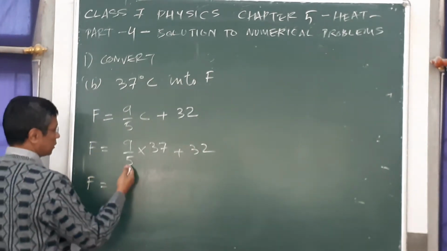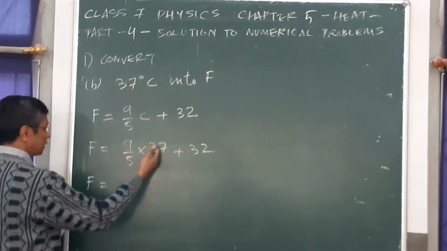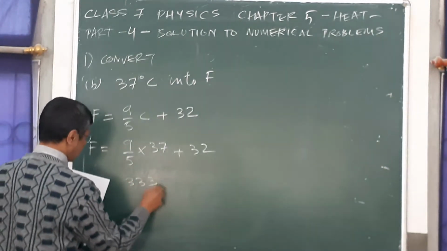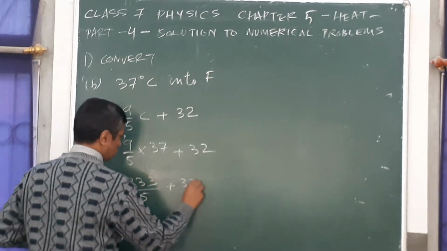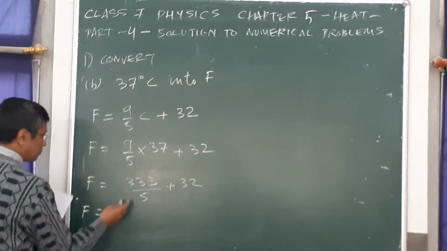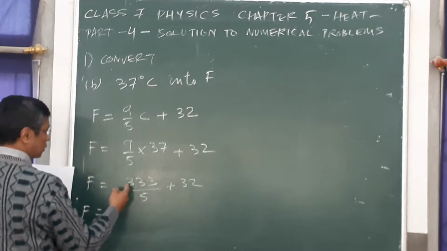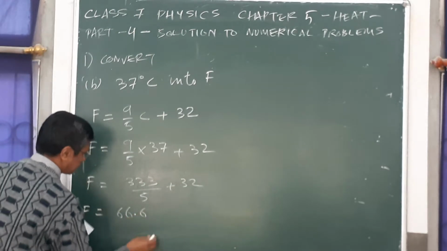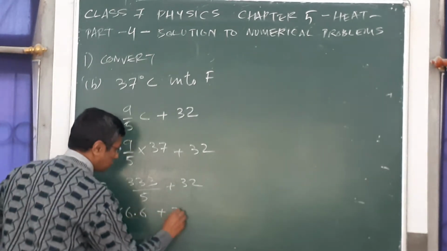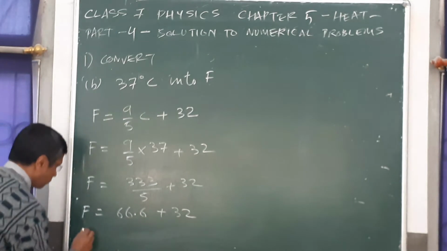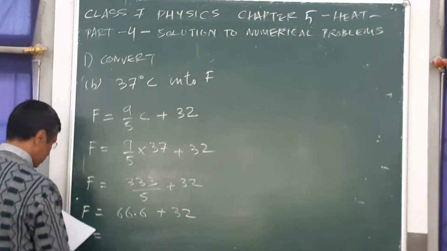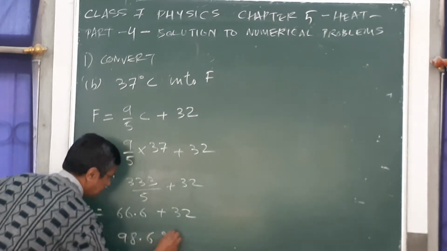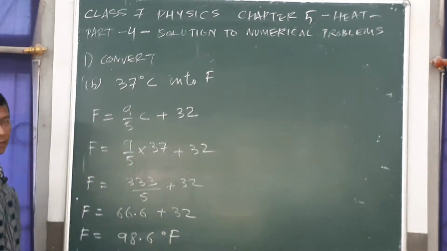F is equal to, since we cannot reduce 37 and 5, we'll multiply 9 and 37, which will give us 333 upon 5 plus 32. Now we'll simplify this by doing long division. So 333 divided by 5 will give us 66.6 and followed by 32 over here. So when you add these two values, 66.6 plus 32, we will get 98.6, and this is in degree Fahrenheit.